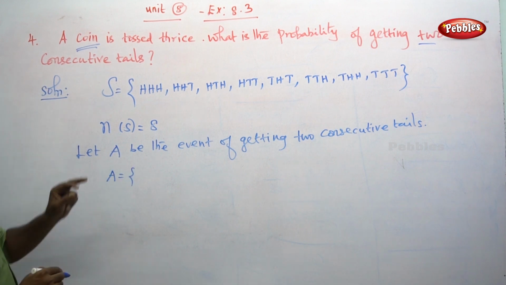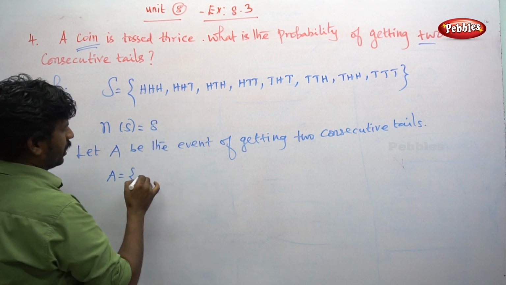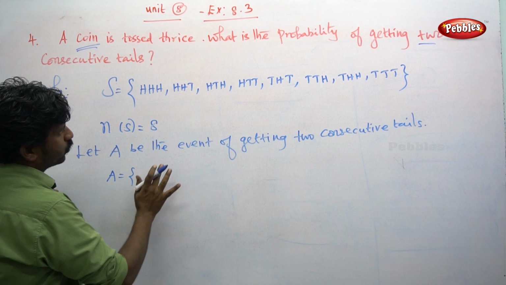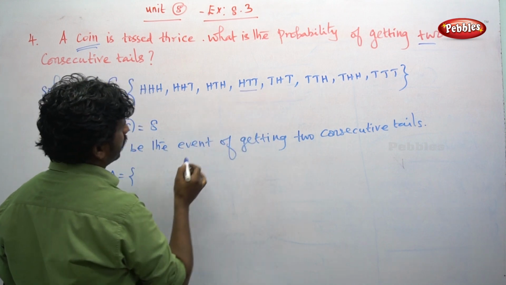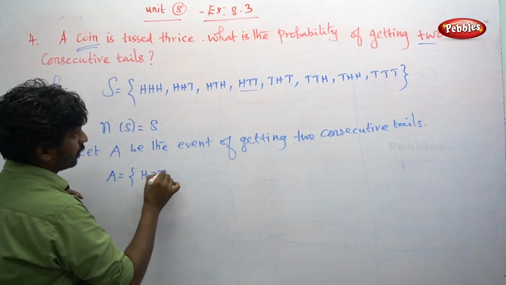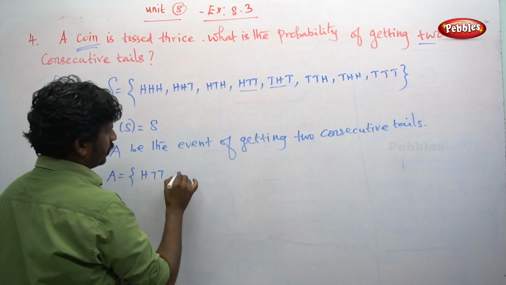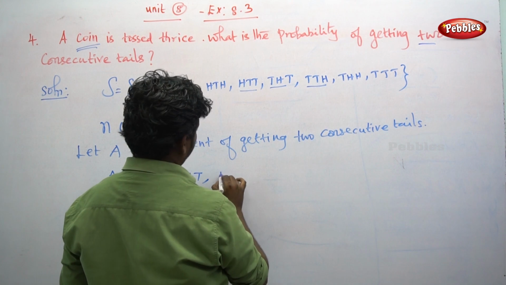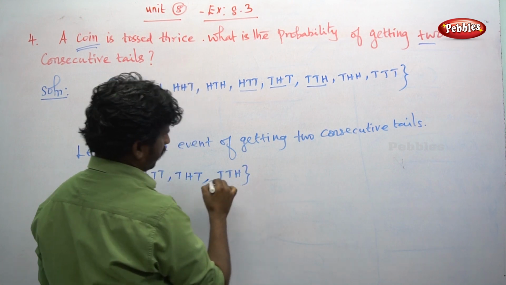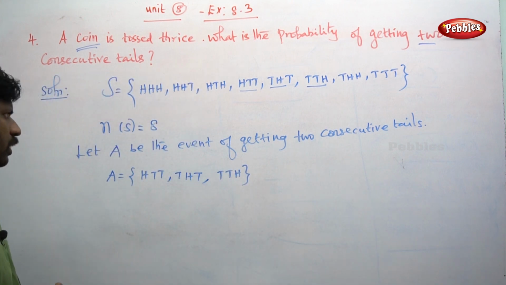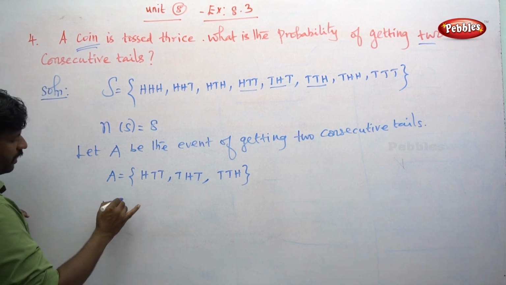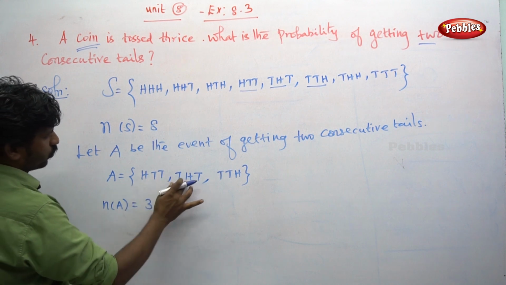For 2 tails, let's look and write. Here there are 2 tails: head, tail, tail. Then here also 2 tails: tail, tail, head. And here exactly 2 tails, that is the consecutive tails. 2 consecutive tails. N of A is equal to how much? 1, 2, 3.